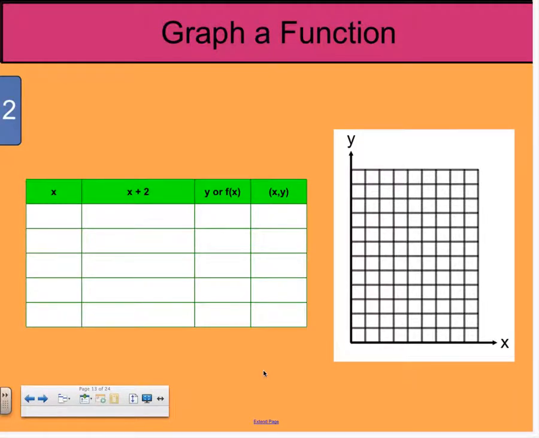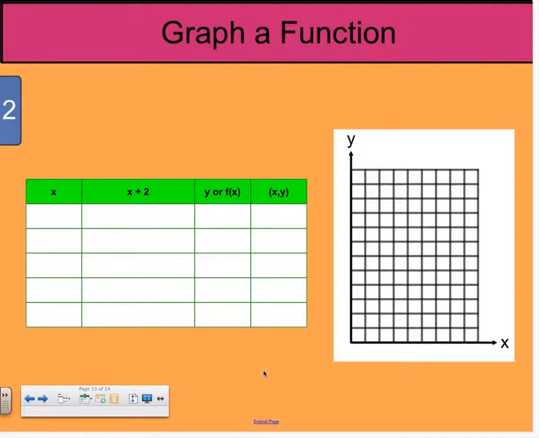Okay, we have just talked about kind of the theory of graphing a function. Now we're going to do a similar one, but we're going to flesh it out a little bit. We have less of the information done for us, and now we've got to try and fill in our table completely by ourselves and graph by ourselves as well.